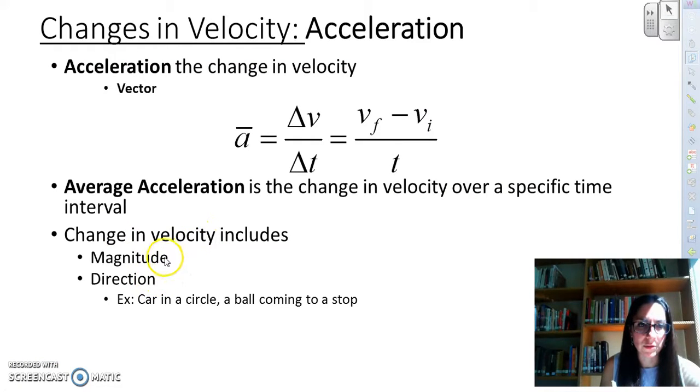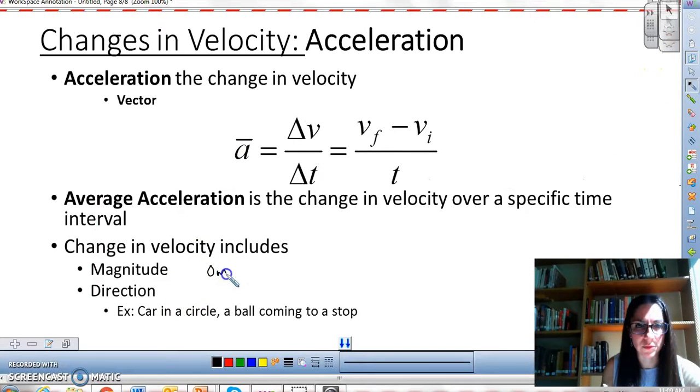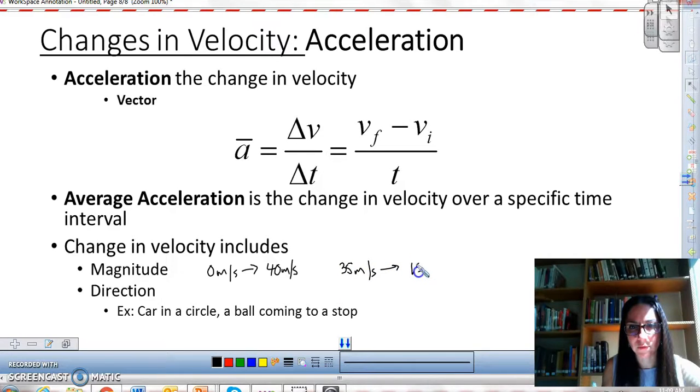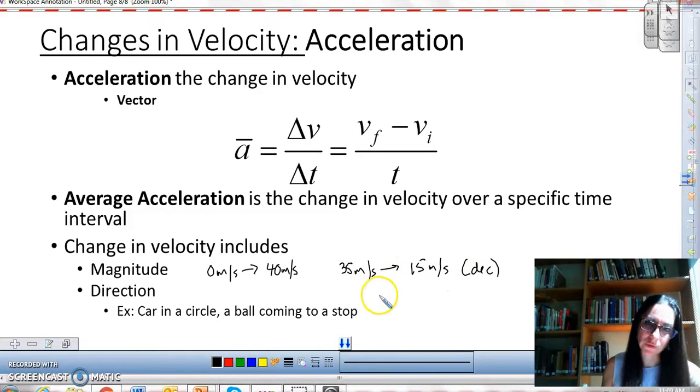Now something about this too is that since we're changing our velocity, that can include magnitude or direction. So I can change my speed, so it can be something from like 0 to 40, that would be a change in magnitude, or vice versa. I can go from 35 to 15. These will all be changes in our velocity because we're changing our value. Regardless if we speed up or slow down, it's an acceleration. Sometimes you see the word deceleration, but it's still considered an acceleration because we're changing. So it's the change that makes it an acceleration.